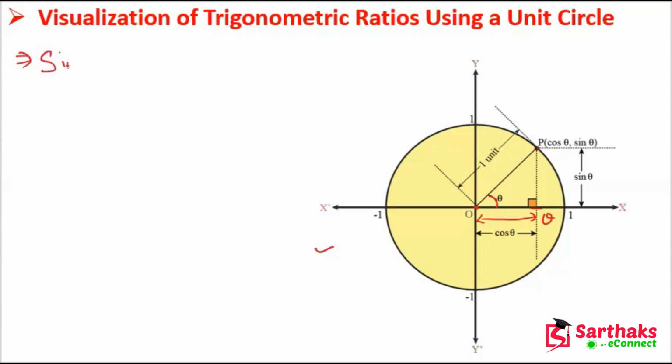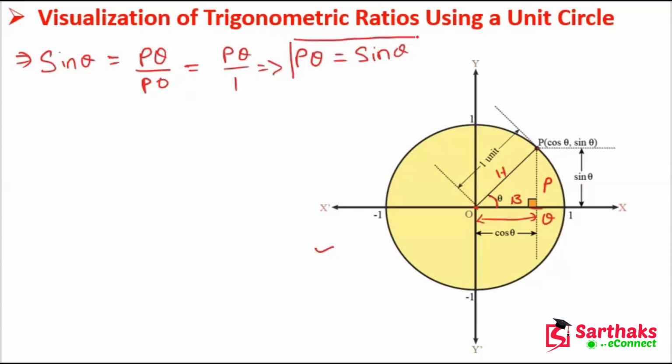First of all, we have to find sin theta. Sin theta is perpendicular upon hypotenuse. The perpendicular is PQ, the hypotenuse is PO, which is the radius of 1 unit. So we can write 1, which means PQ is equal to sin theta. PQ is equal to sin theta.